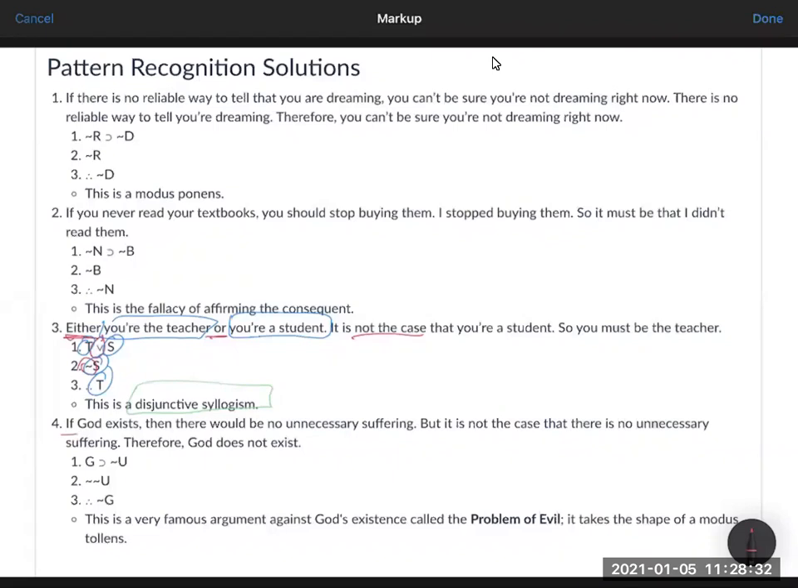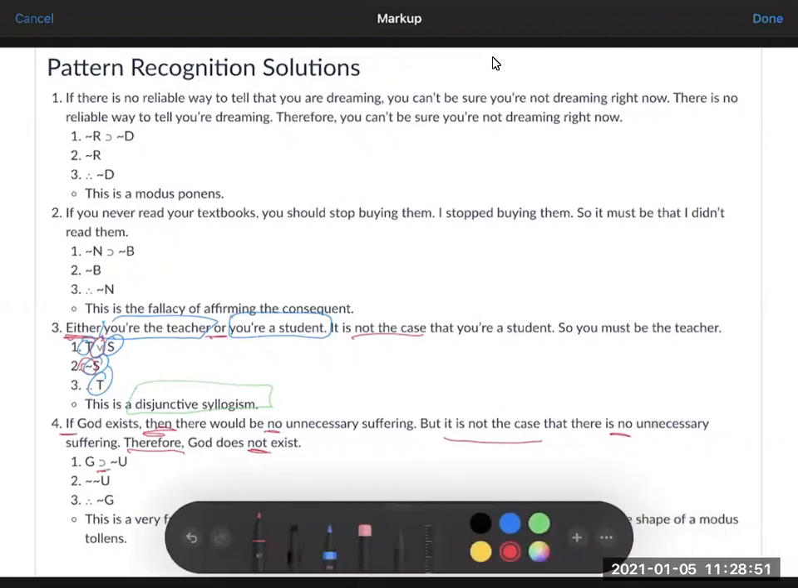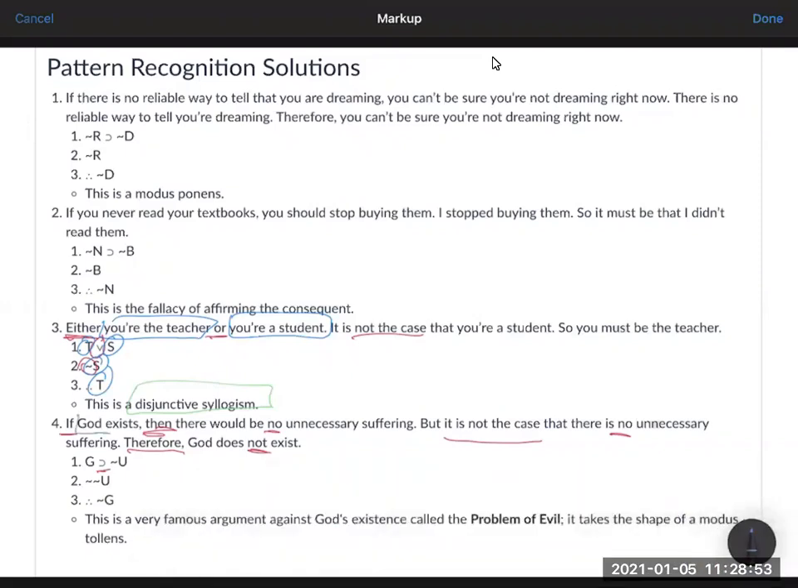Here we have some logical indicator words. Then not the case, no, no, therefore no, right? So given that the first sentence has the if-then structure, we know we're working here with a conditional. We also know that there's essentially 2 parts to it. God exists and there would be no unnecessary suffering. So let's say G stands for God exists, U stands for there is unnecessary suffering. So then the tilde means there is no unnecessary suffering.